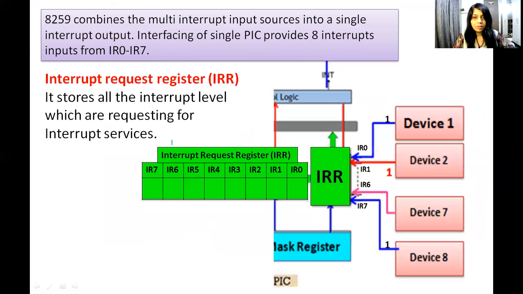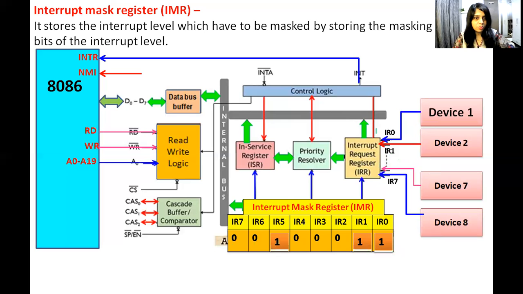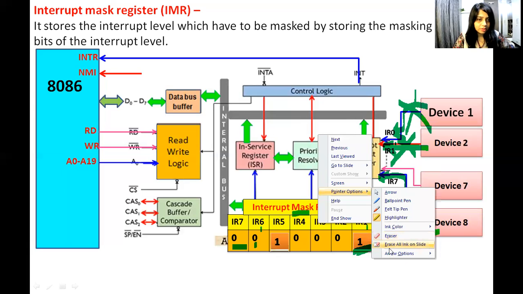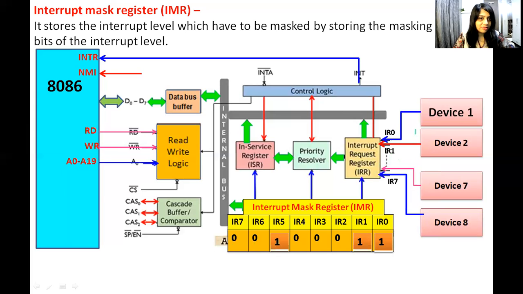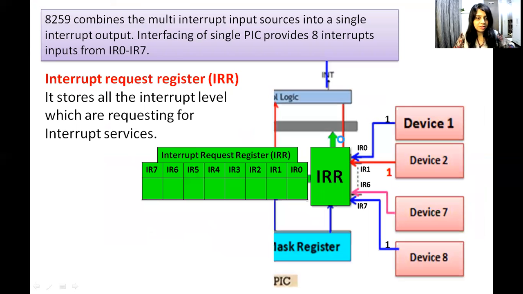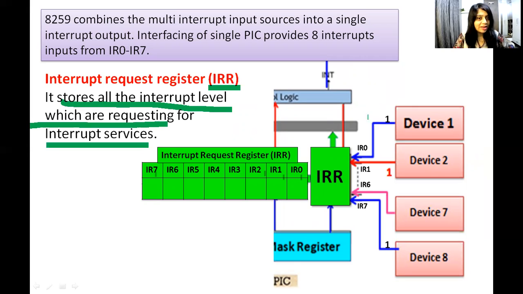Now the next block is the interrupt request register. If you see this block diagram of 8259, these devices are connected to IR0, IR1 and IR7, and this block is the interrupt request register. Again, this is an 8-bit register, and every bit position represents the interrupt on a particular pin. So this is for IR0, IR1, IR2 and so on, and this is for IR7. Now what this interrupt request register does is it stores all interrupt levels which are requesting interrupt service. That means whatever device sends the interrupt request, the interrupt request register will set that bit.